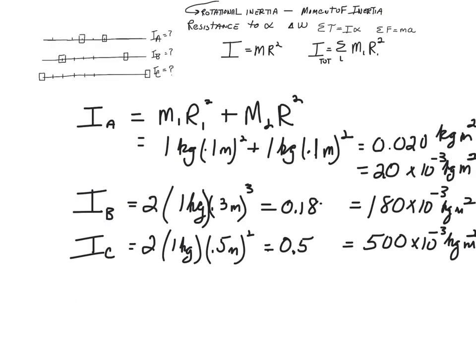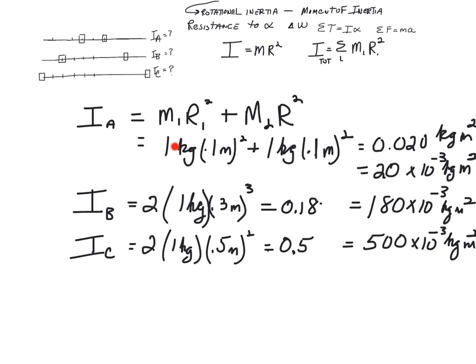Okay, here you go. So we have the first one. We have mass 1 times its distance, remember, not radius, distance from the axis to the mass, and that was 10 centimeters, so 0.1 meters. I have to square it, and there's another one. So when I do this, I get 0.02 kilogram meters squared. Just to make that easier to read, I'm going to put a 10 to the minus 3. So 20 times 10 to the minus 3 kilogram meters squared. Those are the units of rotational inertia, kilogram meters squared.